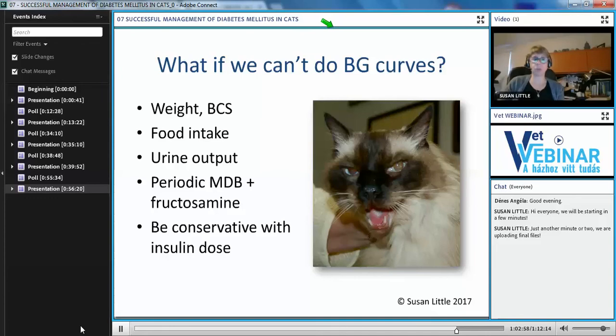There are cats we can't do blood glucose curves on. So we're going to monitor these cats by clinical signs, by their food intake, their water intake, their urine output, periodically look at some blood work on these cats, a fructosamine or an A1C test if that becomes available to you. And in general, we'd be a little more conservative with our insulin dose because we don't have the ability to do curves. So we certainly can monitor these patients even if we can't do blood glucose curves.